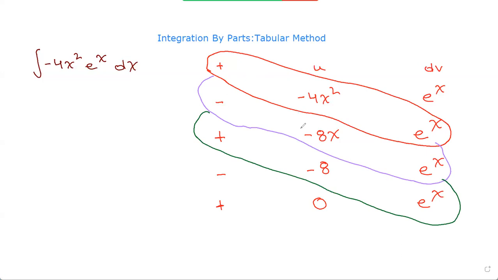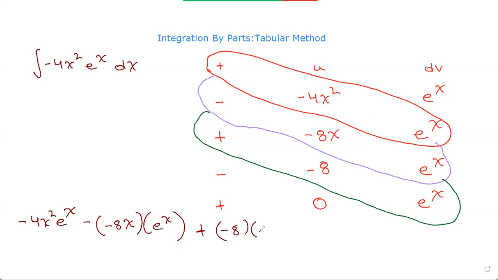So now let's combine everything in the diagonal. The red diagonal becomes negative 4x squared e to the power of x, minus, because there's a negative sign here, we just multiply out everything in the diagonal. So minus 8x times e to the power of x, plus negative 8 times e to the power of x, plus c.